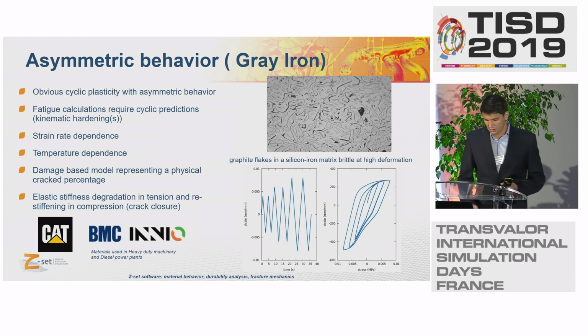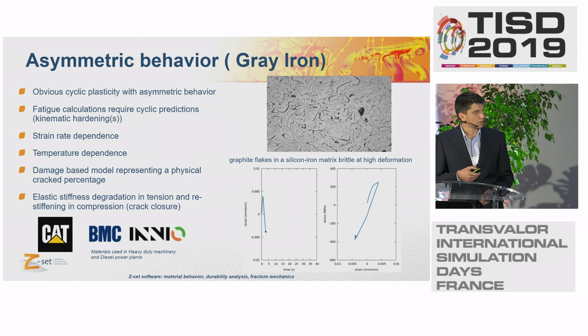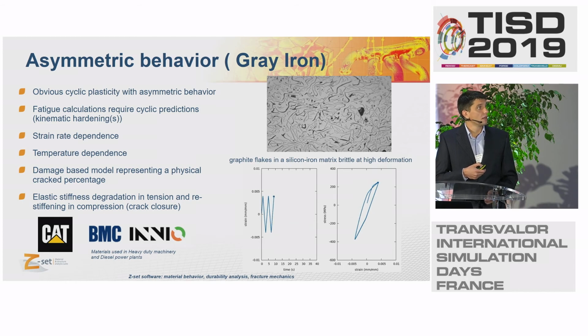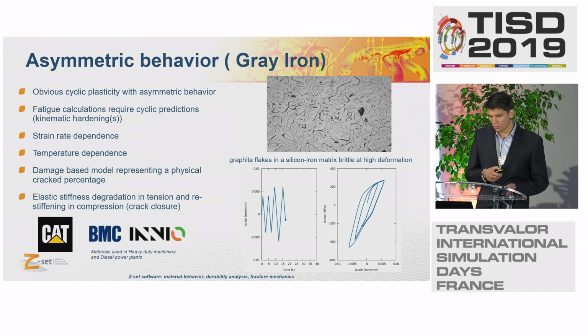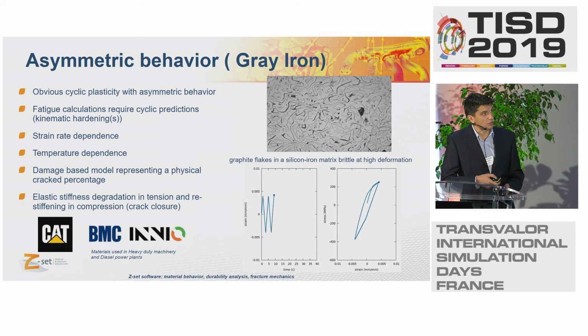Also another material model for gray irons. This model is used for heavy duty machinery and diesel power plants. So the model includes all features that we want to use for these applications. I talked about plasticity or viscoplasticity in this case, temperature dependence, strain rate dependence, but also we want to be able to represent the stiffness degradation in tension and re-stiffening in compression when we go back from tension to compression. So to be able to represent this region precisely.